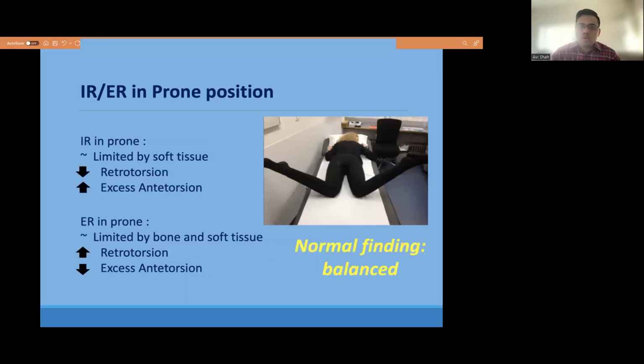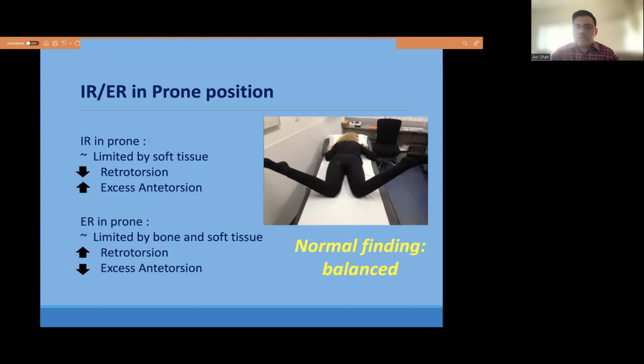Similarly, when we check our rotations in the prone position, internal rotation in the prone position, usually if there is a limitation, it is a soft tissue limitation. Internal rotation can be reduced when there is excessive retroversion and can be increased if there is excessive anteversion.